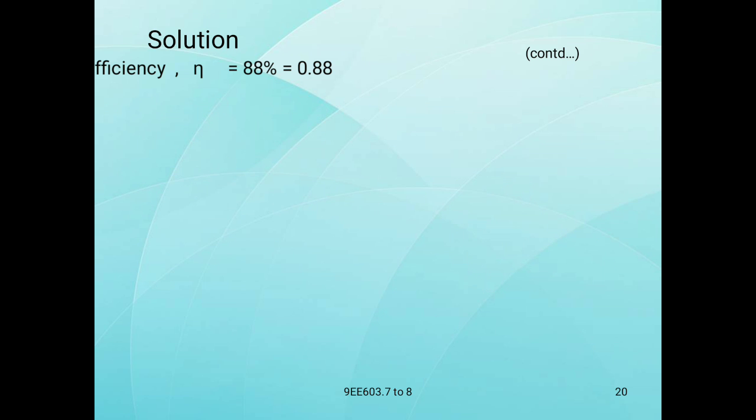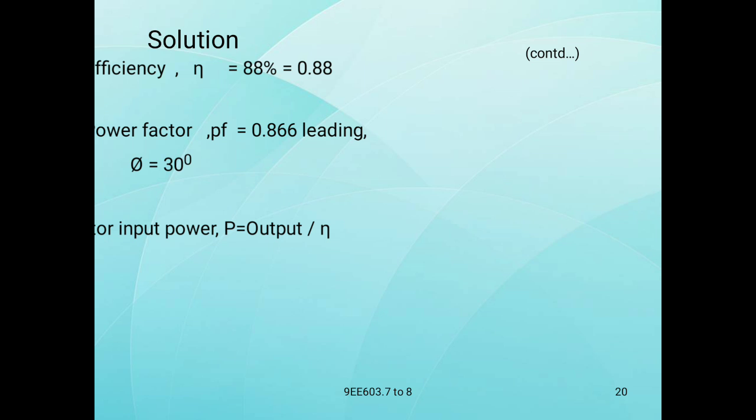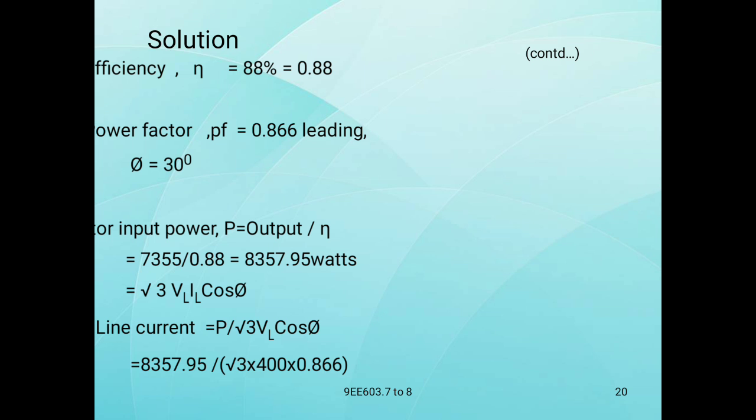Now the efficiency is 88%, that is 0.88, the power factor is 0.866 leading, phi is 30 degrees, and the input power is equal to output by efficiency. Here the output is the mechanical output, that is 7355 watts, divided by 0.88, which gives 8357.95 watts. This is the input power.